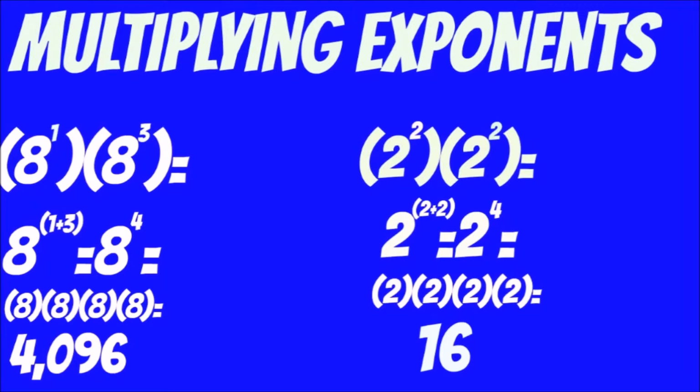Just multiply 2 four times. So it will be 2 times 2 times 2 times 2. So basically you would just multiply 2 times 2 equals 4. 4 times 2 is 8, and 8 times 2 is 16.